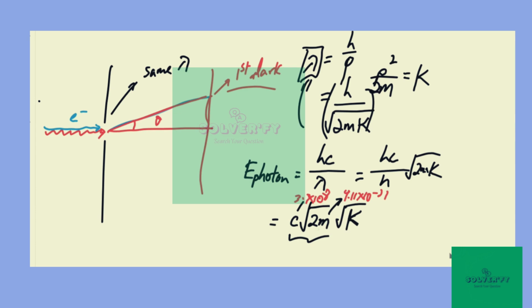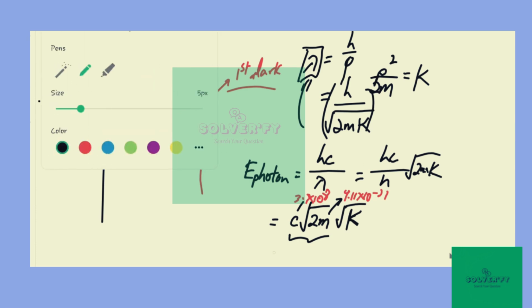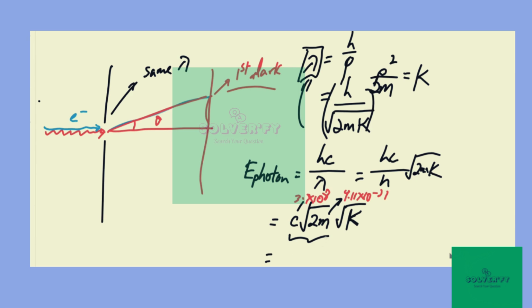So we can actually evaluate the factor over here. This is actually just 4.05 times 10 to the power of minus 7, and the units over here are joules to the power of half, because the kinetic energy will give another joules to the power of half, since it's a square root. So this is just the expression for the energy of the photon in terms of the kinetic energy of the electron.